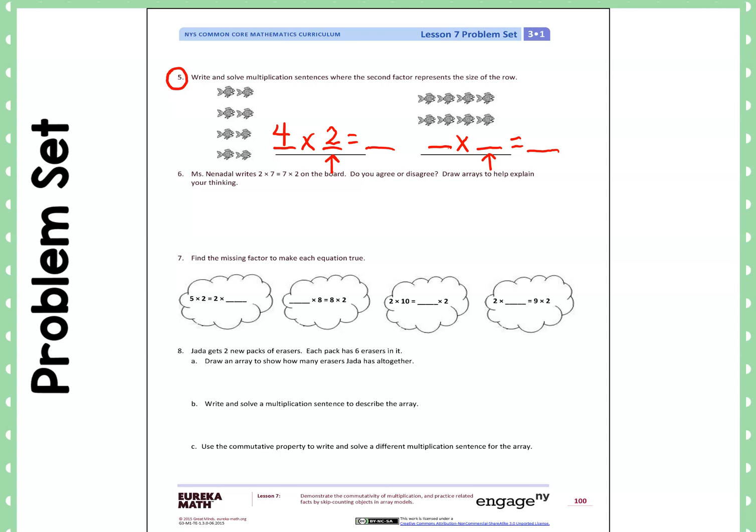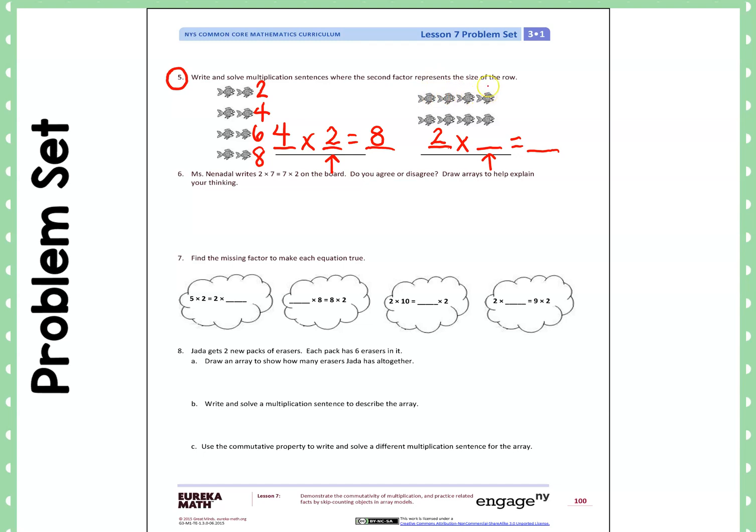So let's go ahead. What will we be skip counting by to find our total? 2, because there's 2 in each row. So let's do that together. 2, 4, 6, 8. So 4 rows of 2 is equal to 8. Okay, now let's look at this array over here. It looks a little bit different. For this array, how many rows do we have? 2. Okay, let's count to see how many are in each row.